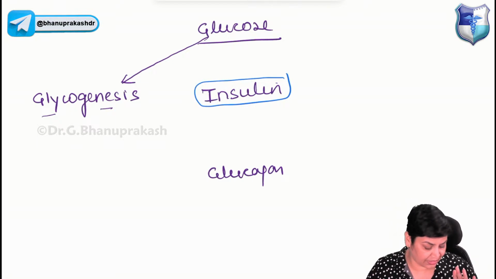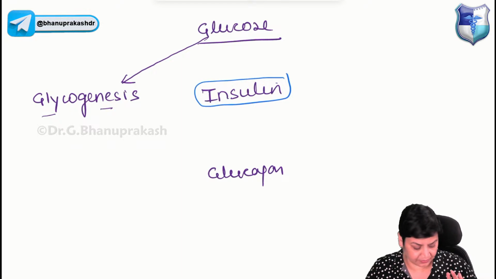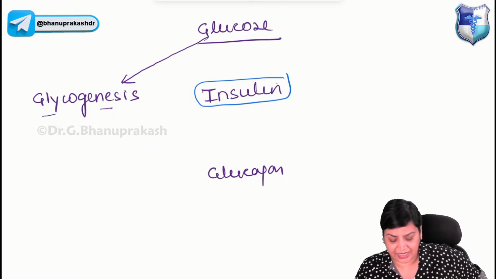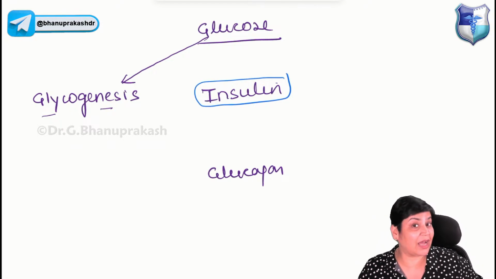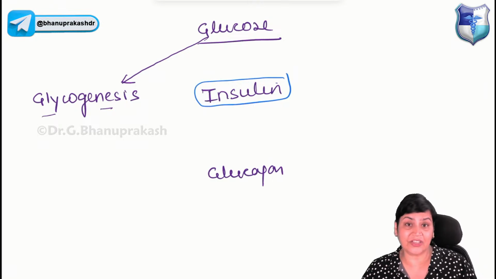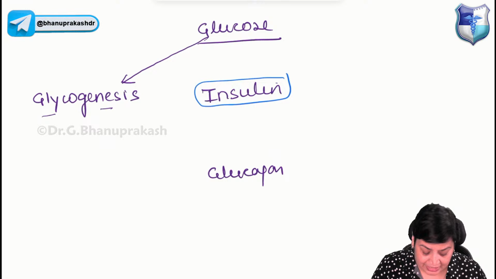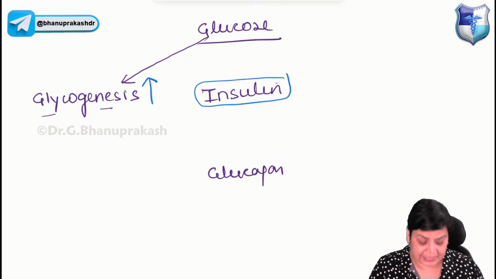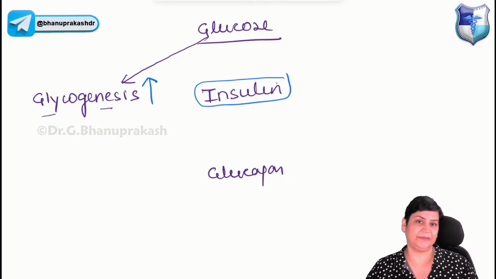Insulin is an anabolic hormone. Always remember one thing. Yes, it occurs in the liver and muscle, right? So insulin is an anabolic hormone. That means what is its function? It will increase the synthesis of something. So insulin is going to increase glycogenesis.